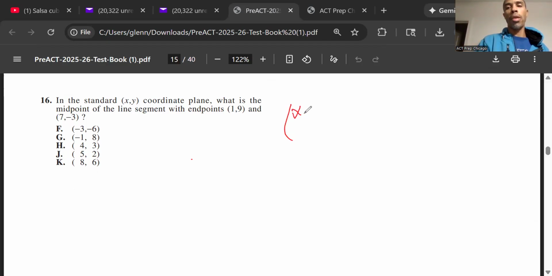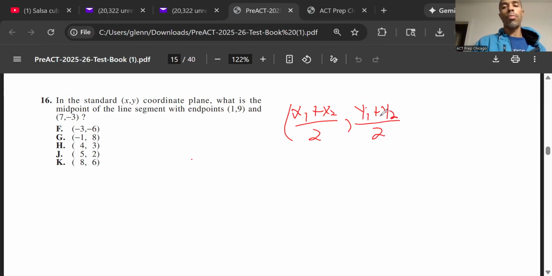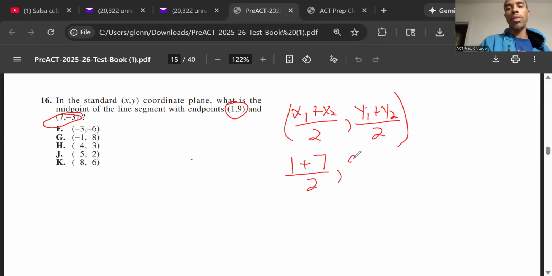What's the midpoint formula? It's the x1 coordinate plus the x2 coordinate divided by 2. That's your x coordinate midpoint, and your y coordinate midpoint is the y1 plus the y2 divided by 2. Right? So then we could simply substitute. So the x1 endpoint is 1 plus the x2 endpoint is 7 divided by 2. These are the endpoints, and then y1 is 9 plus y2 is -3 divided by 2.